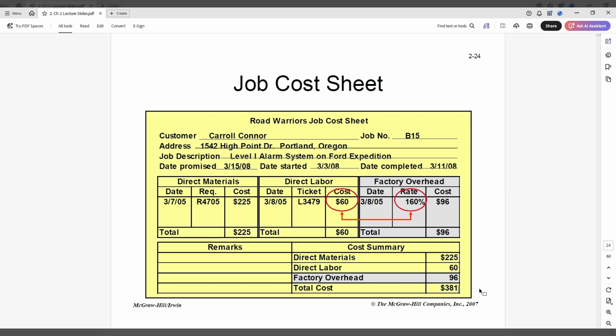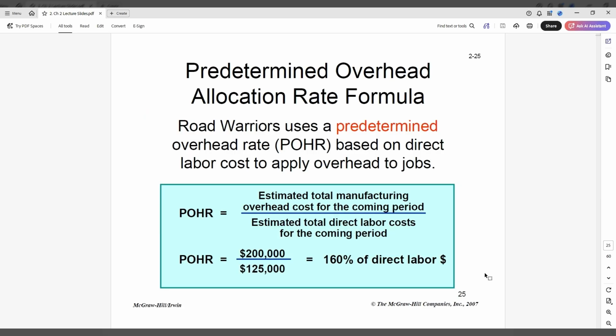And what we'll see here shortly is that this is just an estimate, and you could be over, this could be too much, it could be too little, and that's not something we really know until later. And so as we go through these slides, we'll see a part where we talk about how you deal with that if you are over or under applied for overhead.